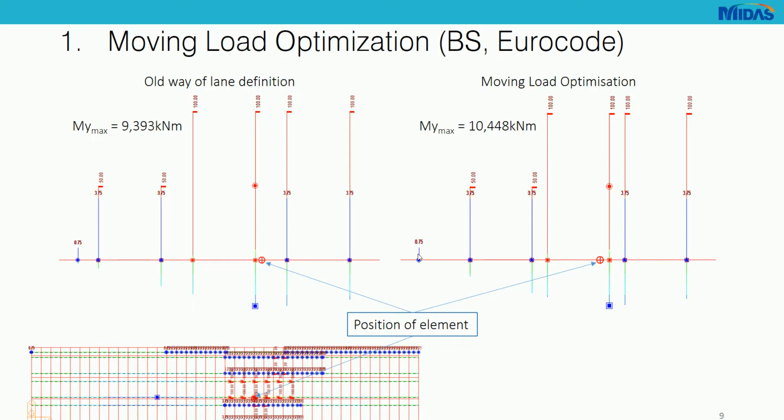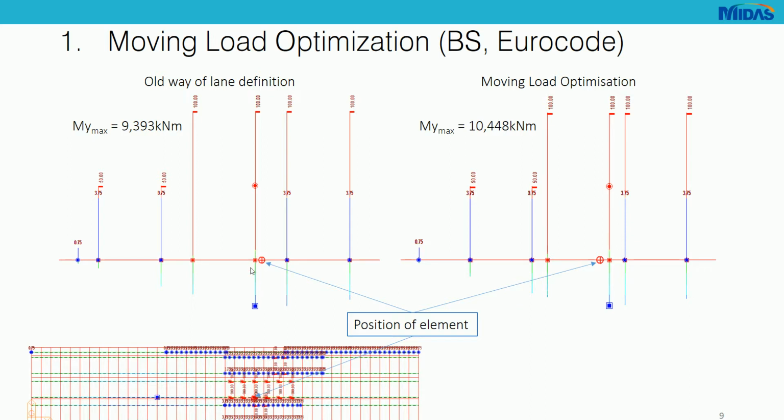Now, this is an example of the improvement that this way of defining the lanes can bring. For example, this is an old way of defining lanes. As you know, now we are restricted to specific positions for the notional lanes, whereas on the right hand side we have the moving load optimization. This is when we look from the front of the bridge, so basically from this view, this is what we see. We can see this is the element of interest for us.